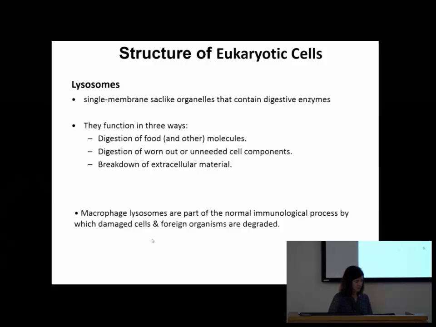Peroxisomes, I don't have this on here, are organelles which contain oxidative enzymes, which can detox our liver and kidney cells of ethanol. In plants, they are responsible for photorespiration and metabolism. So that's usually where you see them.